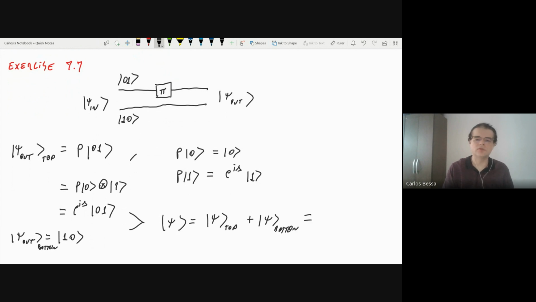And this will give pi 0, 1 plus 1, 0. And these states we define as our logical gates. So this 0, 1, in my case, is my logical 0, and the state 1, 0 is my logical 1.